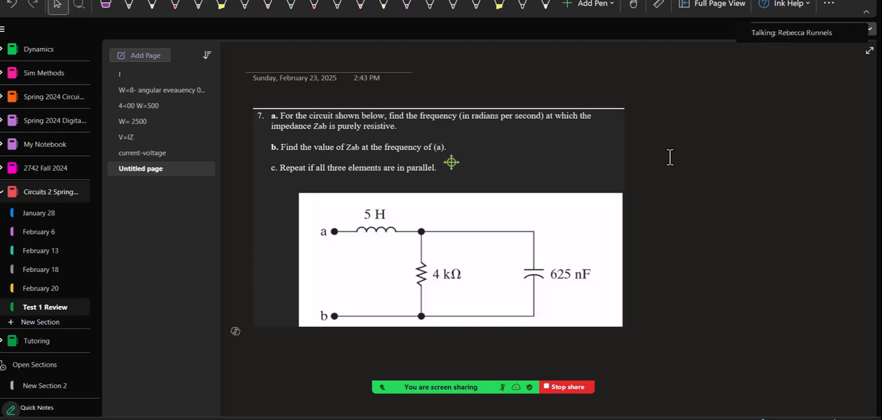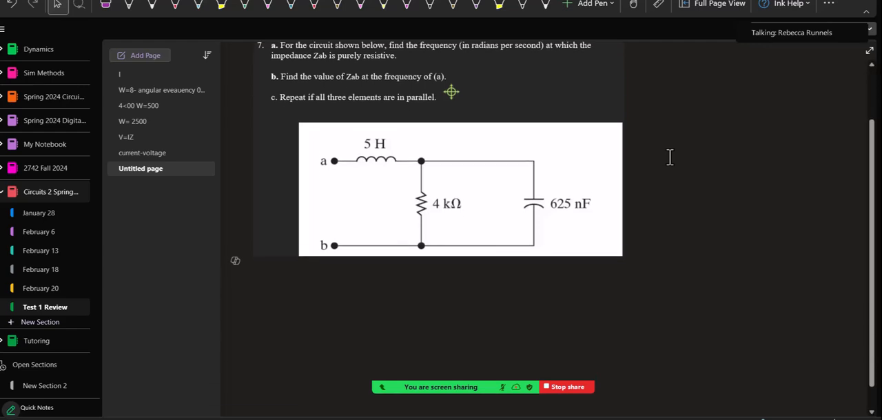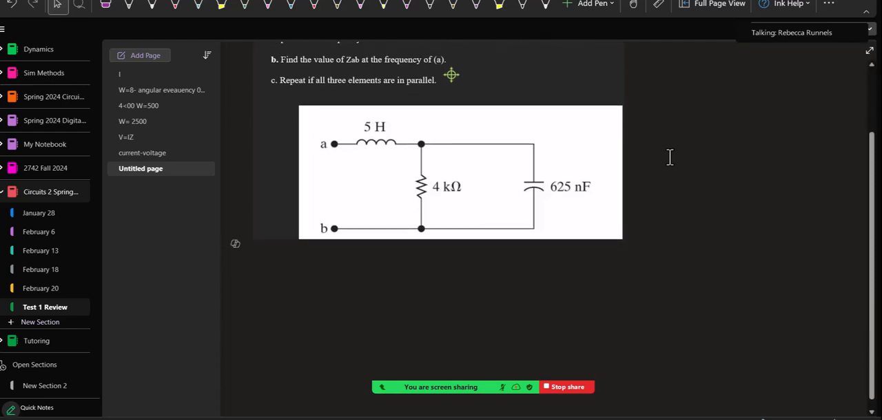Thank you. All right. So for the circuit shown below, find the frequency in radians per second at which the impedance is purely resistive. Find the value of ZAB at that frequency for part A, and then repeat if all three elements are in parallel. So I'm actually going to do part C first because I like part C much better.